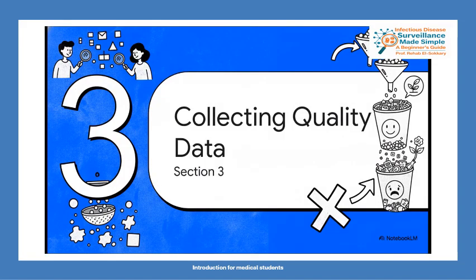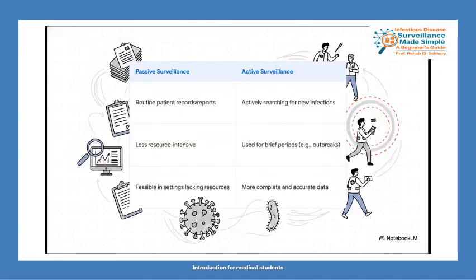Now, you can have the most amazing plan in the world, but the entire cycle hinges on one single thing: the quality of the data you collect. You've heard the saying, garbage in, garbage out, right? Well, it absolutely applies here. There are basically two main ways to gather data. Passive surveillance is what you see most often. It's using existing data from patient records. It's less work, sure, but it's easy to miss things.